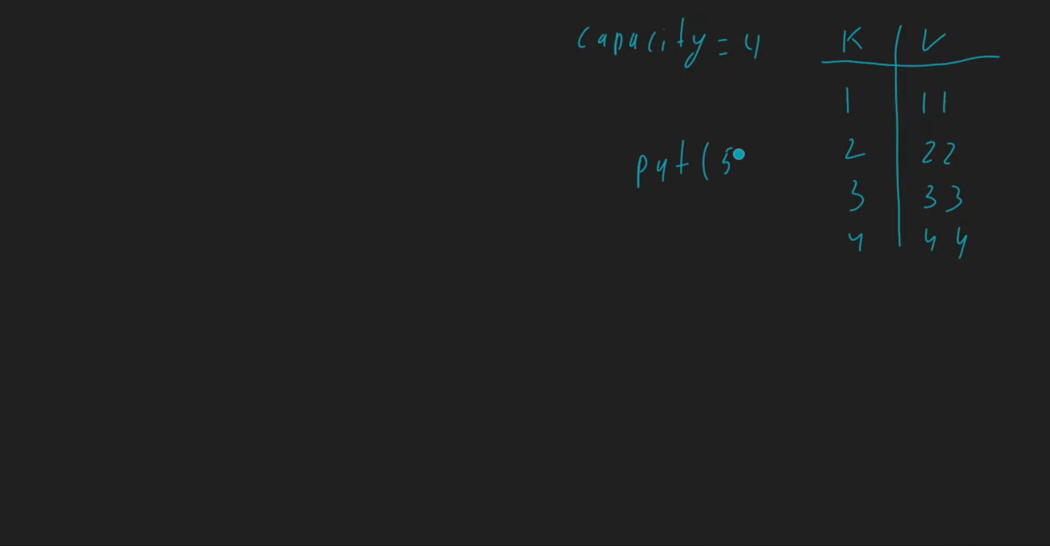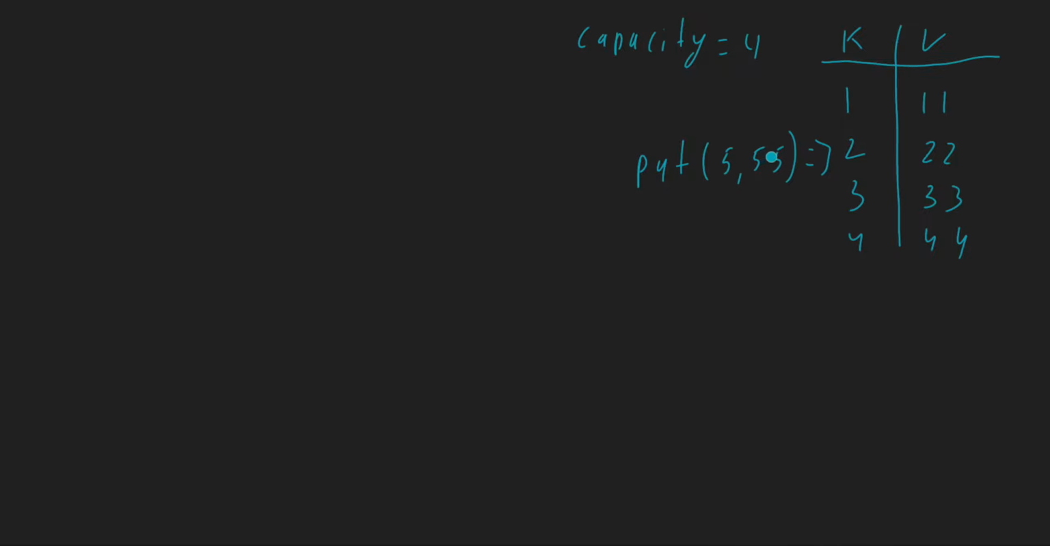Okay, first let's define the data structure that we are going to use. The data structure in this case is a hash table or hash map, because it gives us constant time complexity. So key and value. Let's say we are adding to our LFU cache the key 1 with value 11, 2 and 22, 3 and 33, and 4 and 44, right? And the capacity of our cache is equal to 4. Let's say we want to put one more, which is 5 and 55, to our LFU cache.